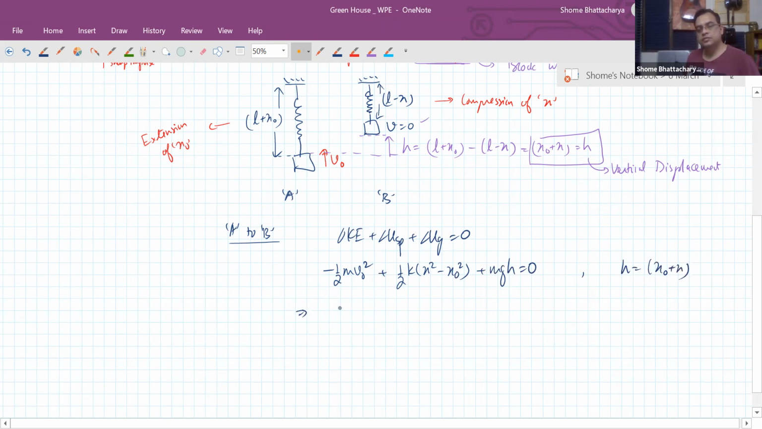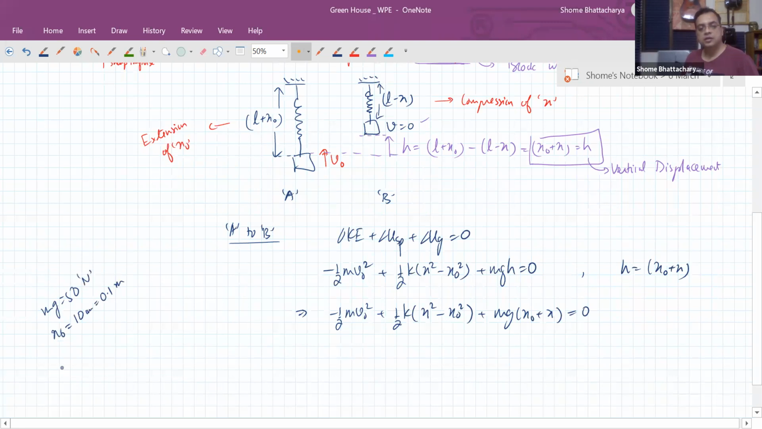So we have this equation. In this we will substitute mg as 50, and we will substitute x naught as 10 centimeters or 0.1 meters. And we will substitute k as 500 newtons per meter, and v naught was I think 2 meters per second, right? So all this data we'll have to substitute. Yeah, v naught is 2 meters per second, 5 kg and all that.